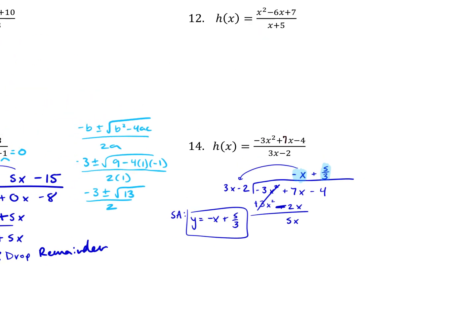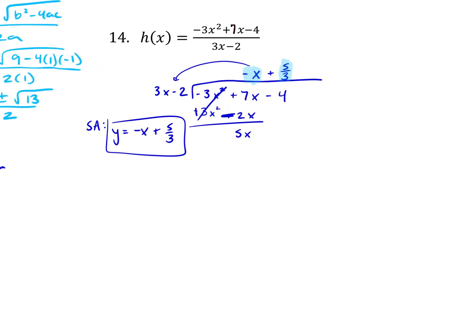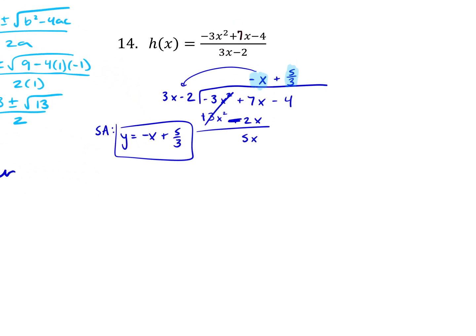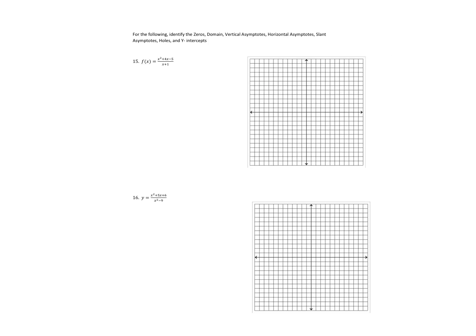Now this question also asks for the vertical asymptotes. How do we find the vertical asymptotes? Set the denominator equal to 0. So x equals 2/3. Any questions here? So let's look at 16 here.